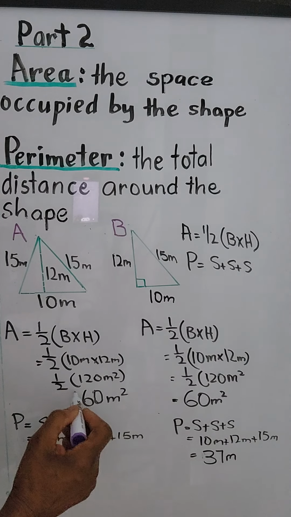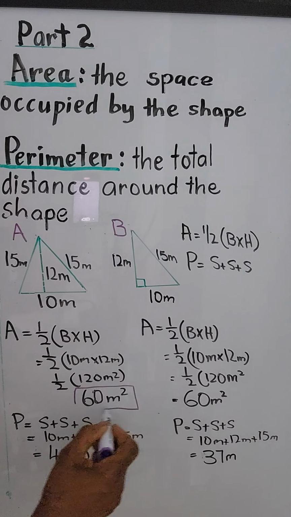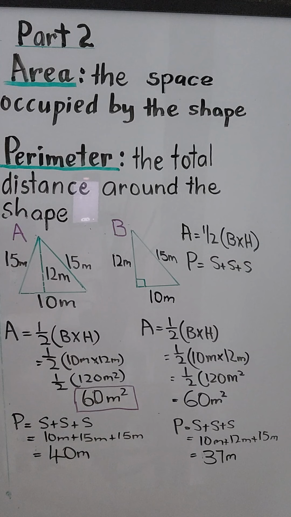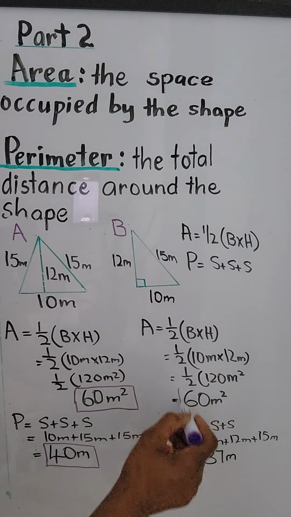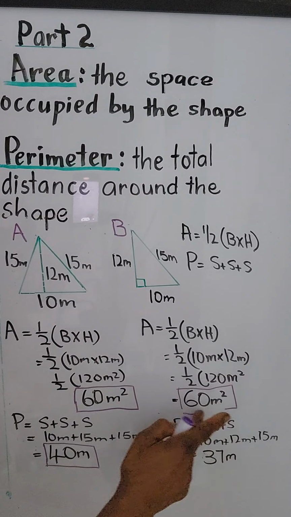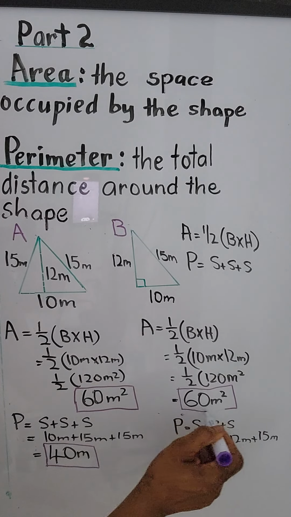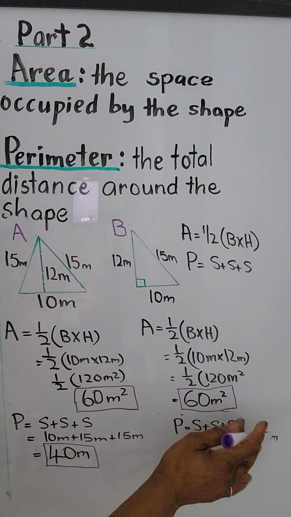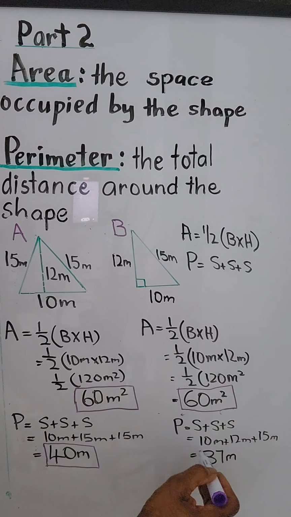So area 60 meter square and perimeter 40 meter, area 60 meter square, perimeter 37 meter. And there you have it.